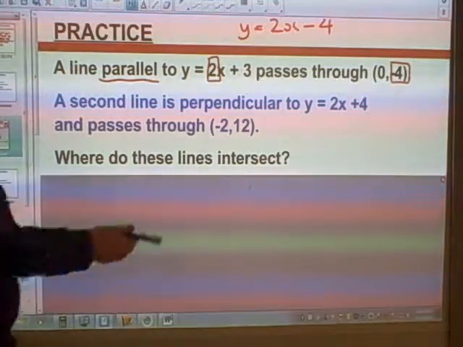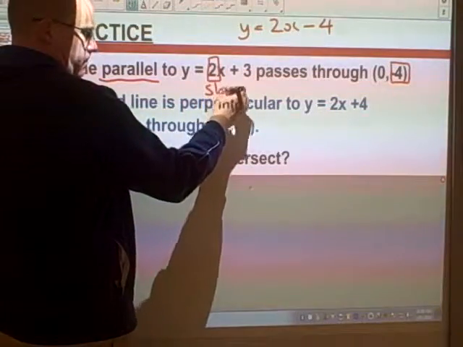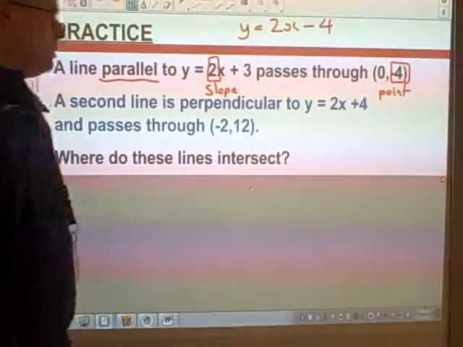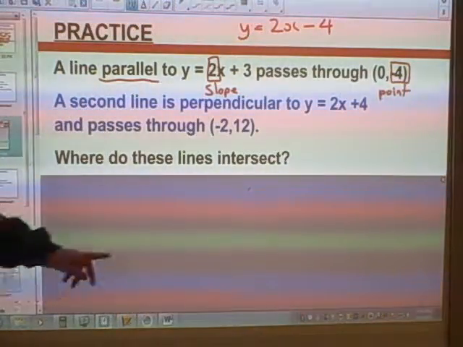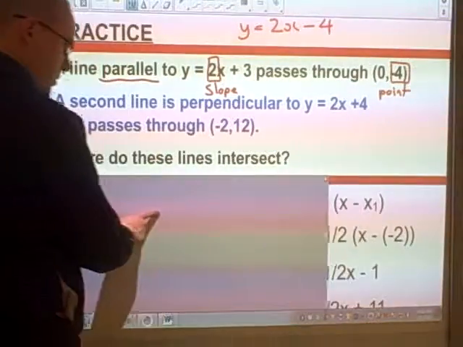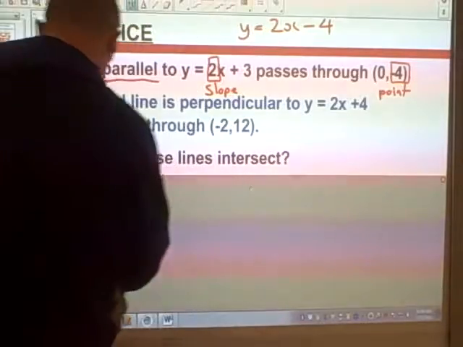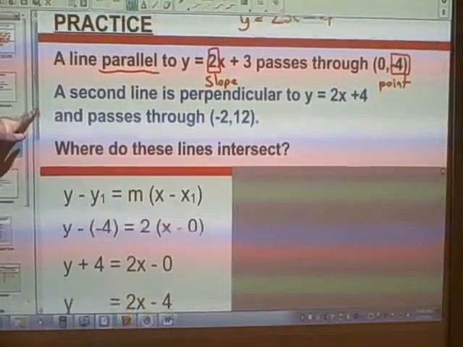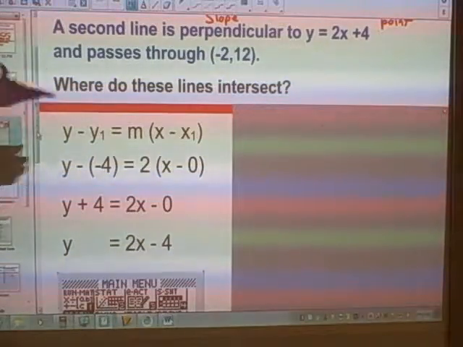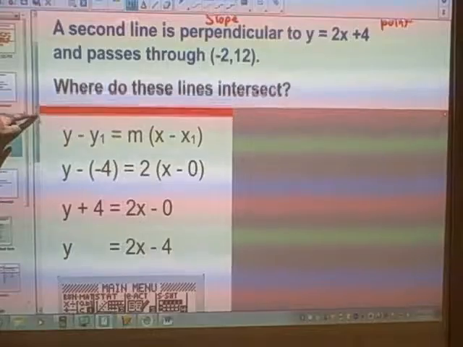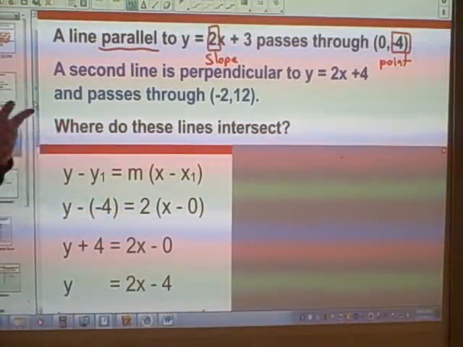Now, you might not spot that though, so this is the slope, and this is a point that it passes through. So we can actually use the point slope formula for this. That's what I'm going to try and use here. If it'll let me. There we go. Now let me slide up a little bit. So here's the formula, y minus y1 equals m(x minus x1). I'm going to scroll down a little bit so we can see. And then we substitute in.